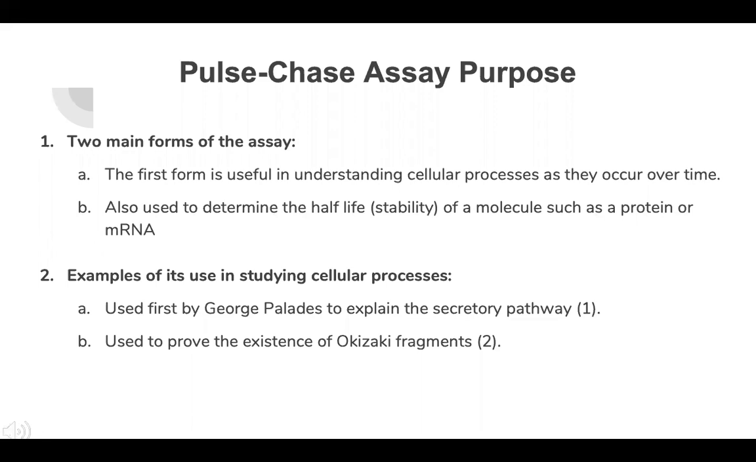The pulse chase assay is useful in cell bio for two main reasons. The first reason is it allows cell biologists to understand cellular processes as they occur over time in the cell. The second form of the pulse chase assay, which we will not be examining in depth during this presentation, but encourage you to research for yourself, is finding the half-life of molecules such as proteins or mRNA.